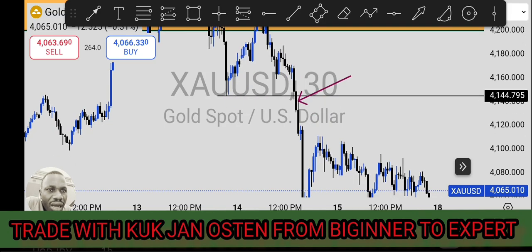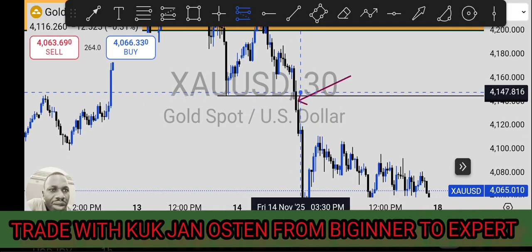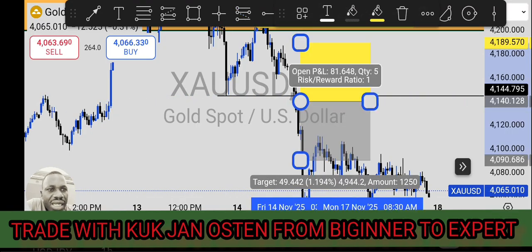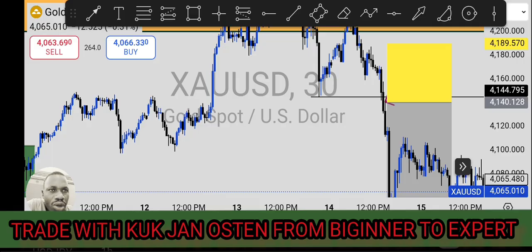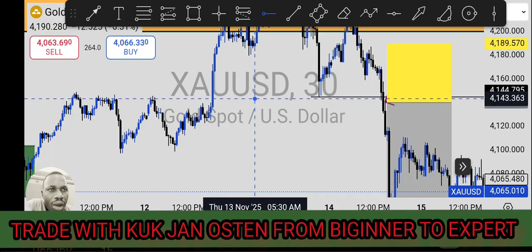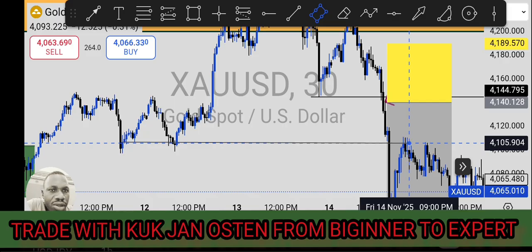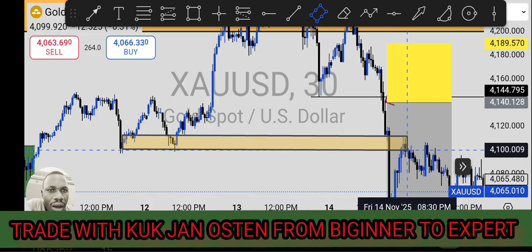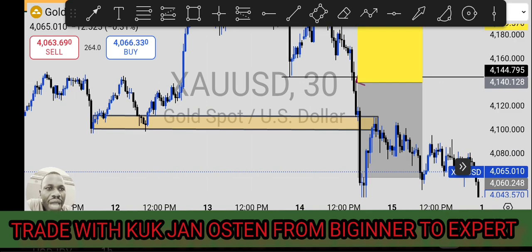So at this point we are going to enter, but our target is within the nearest swing low. So we first look on the left. What's our nearest swing low? Our target is around this zone here, so we catch all our pips around. This was our first take profit.